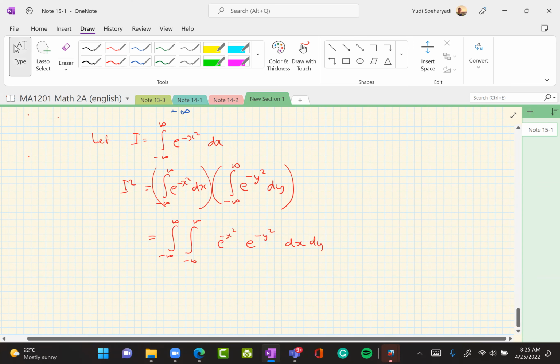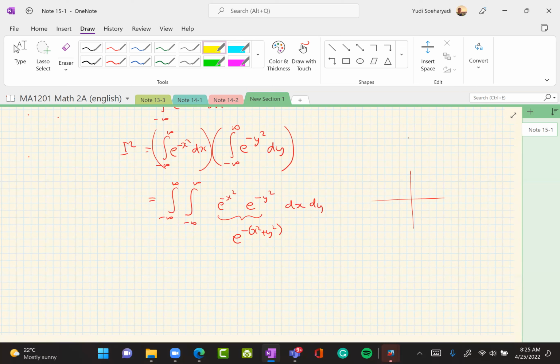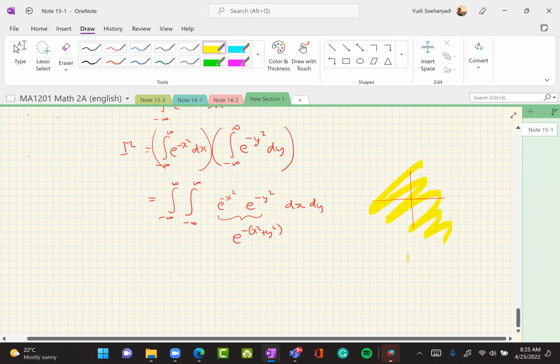Okay. And then this one is actually a double integral in polar coordinates. Okay, so the area here is the whole first quadrant. So in terms of polar, r goes from 0 to infinity, theta from 0 to pi over 2.